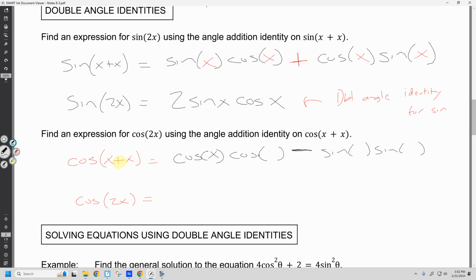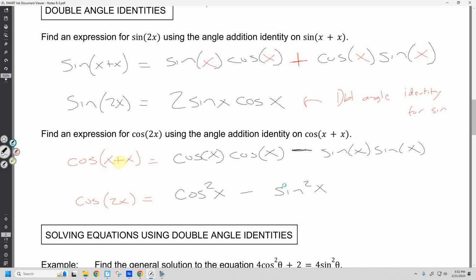Oh my goodness. This is cosine, not x squared. We like to say it's cosine squared x. That's quantity cosine x squared, minus sine x times sine x, which is sine squared x. We like to write it that way. Or it's quantity sine x squared.